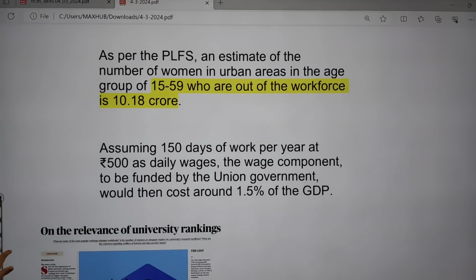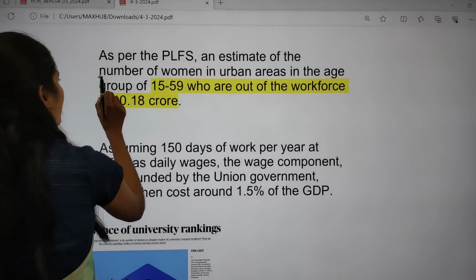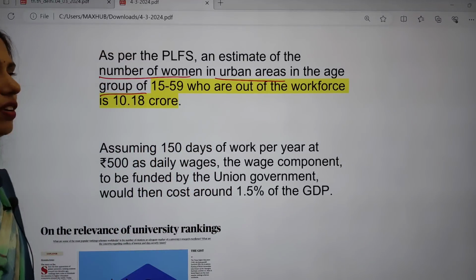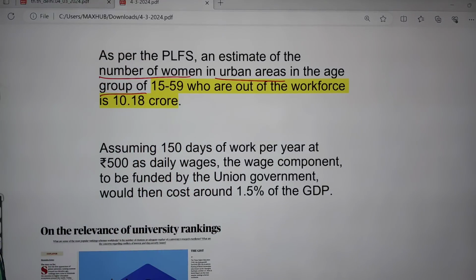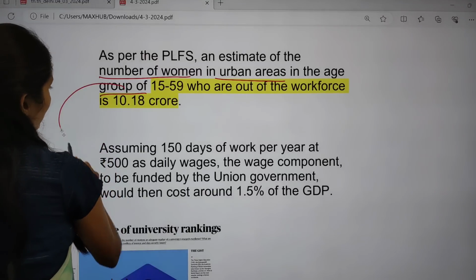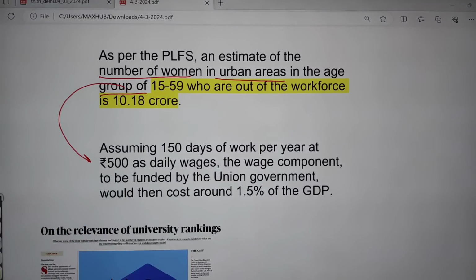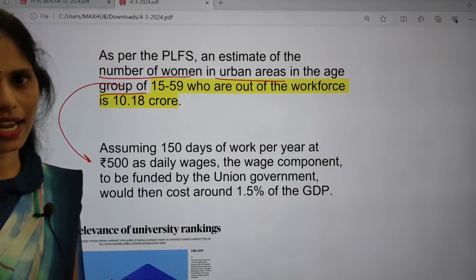And as per the Periodic Labour Force Survey, they came up with an estimate of the number of women in urban areas in the age group of 15 to 59 years who are out of the workforce. And if you assume that at least some of them start working, that will lead to a contribution to economic growth. So this is the thing which is mainly said in this article.